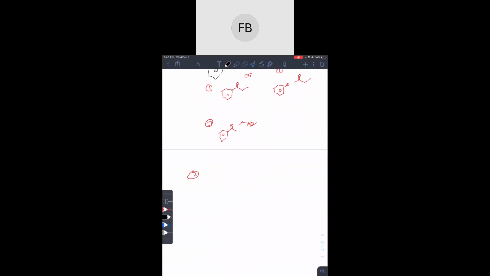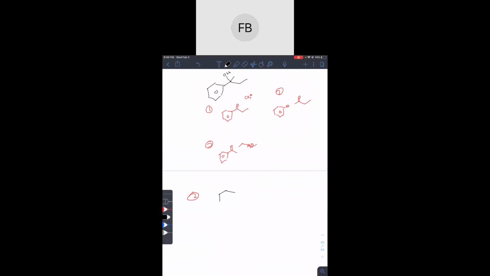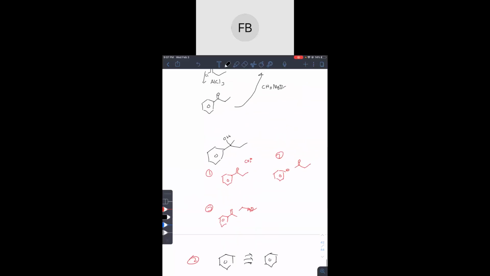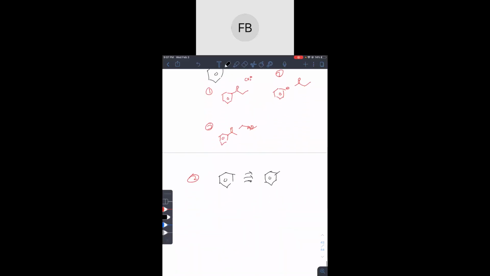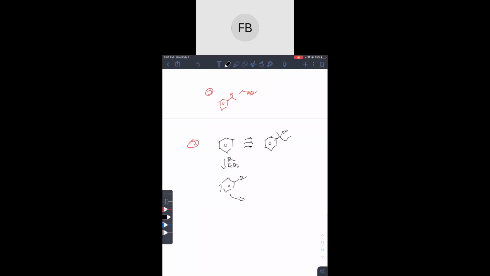For number 2, we would just need to take this and attach a Br onto it. So that would be Br2, FeBr3, and then that would just have a Br on it. And then we would do our magnesium. I'm hurrying up right now because we have not that much time left. This would become the same thing, but it would have an MgBr now. Now it's ready for Grignard.